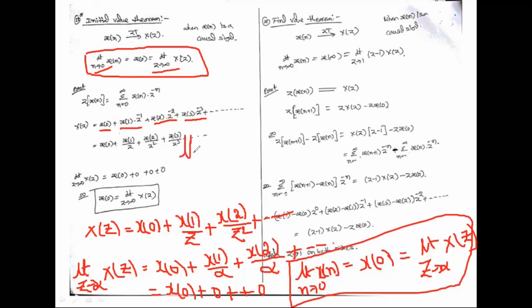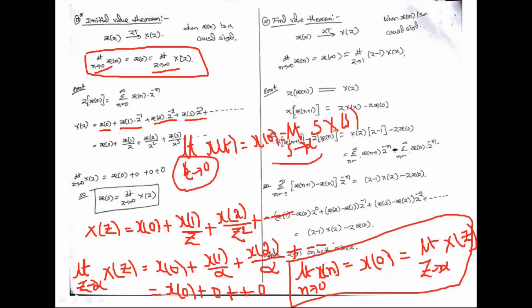Same thing we did in the Laplace transformation also. What is it in the Laplace transformation? When t is equal to 0, x of t is equal to x of 0, and the limit is s tends to infinite s into x of s. So remember, this is t is equal to 0, n is equal to 0, z tends to infinite, where s is representing the Laplace and z is representing the Z transformation.